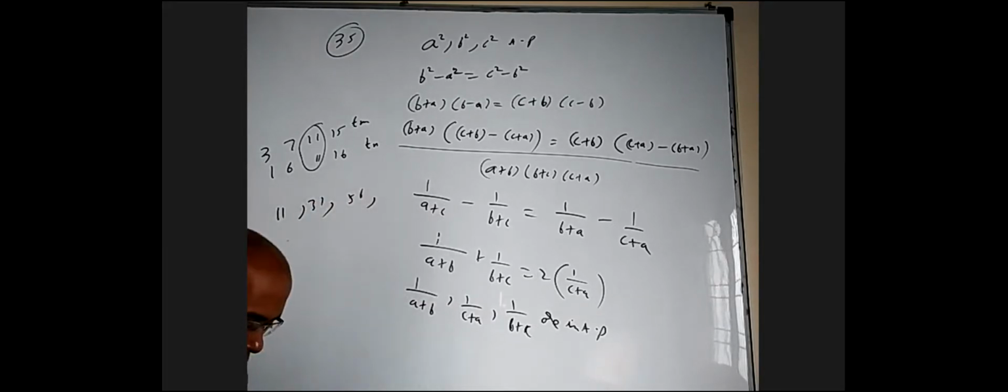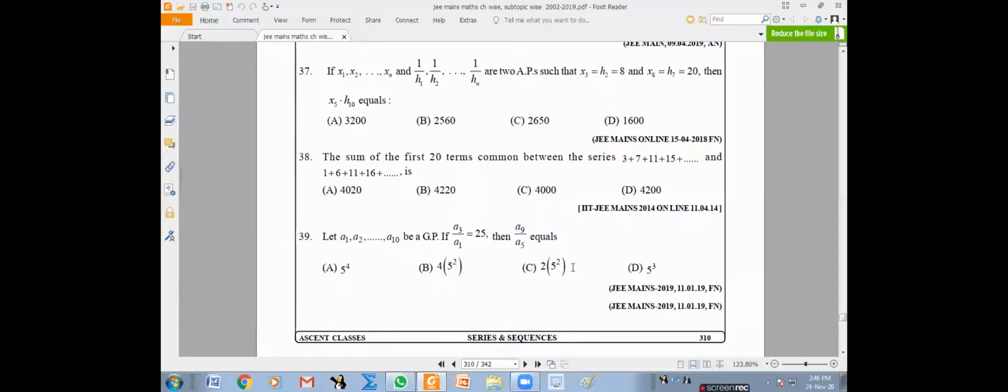So I'm able to tell the common terms themselves are forming one fresh AP. First term 11, common difference 20, you can find it. You can find the sum of n terms or something, whatever, 20 terms or something. That is one way. Otherwise, somebody can find the nth term here, nth term here, and you could do it also. Is it okay for 38?